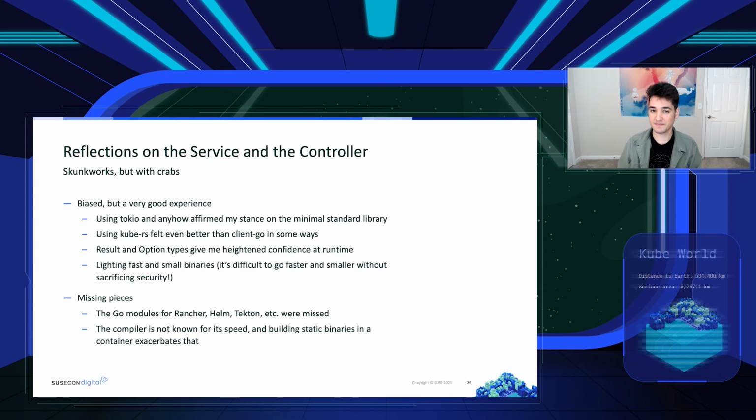But the negatives: Rust Helm, Rancher, Helm, Tekton, I miss these Go modules. They're just simply not available in Rust. And the compiler is not known for its speed, especially on a laptop compiling static binaries in a container. It is very slow, but for good reason. It's got to do a lot at compile time, so that at runtime there is no garbage collector and it's very fast. So I get it.